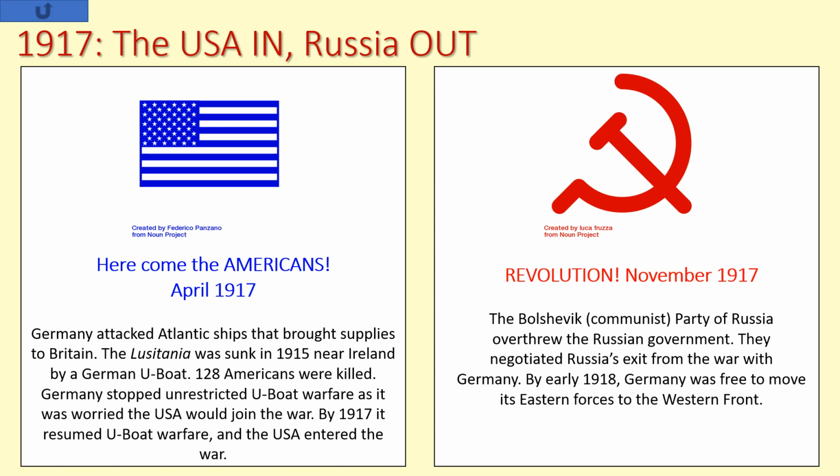People are starving at home. There's a risk that if they can't bring this war to an end soon, then they're going to be on the losing side of it. Therefore, they restart their unrestricted submarine warfare.